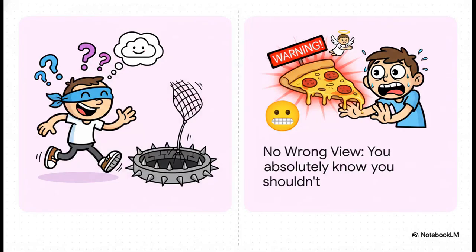The second variable is knowledge, specifically regarding what they call wrong view. Are you totally clueless that your greed might be harmful? If so, that's acting with wrong view. Or are you acting without wrong view? Meaning you absolutely know you shouldn't be eating that third slice of midnight pizza, you literally know it's a bad idea, but you go ahead and want it anyway.